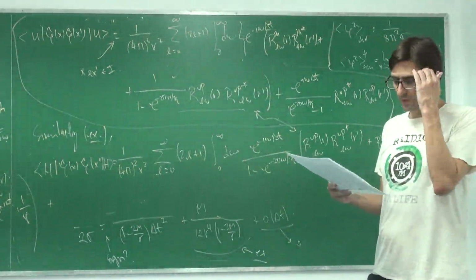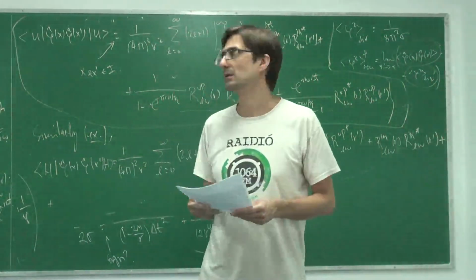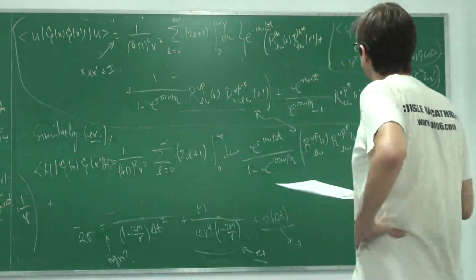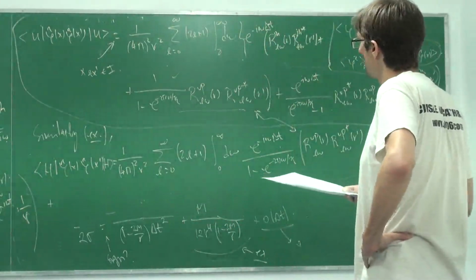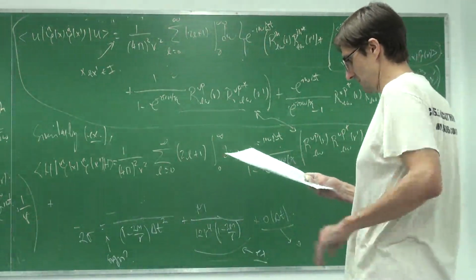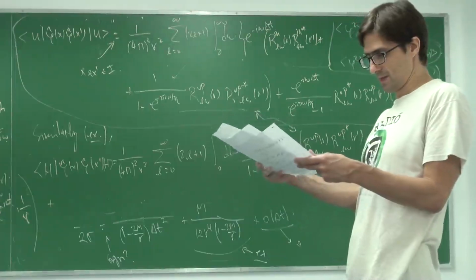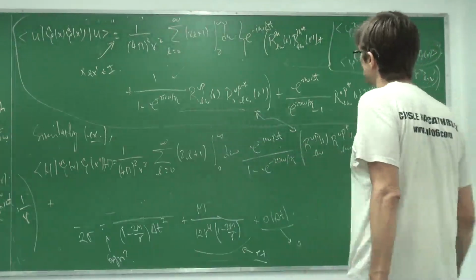Mark, isn't there an omega in the denominator from the normalization? Yeah, there should be. Yes, you're right. Thank you.